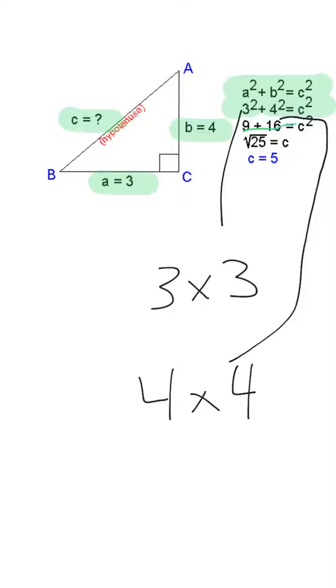Anytime you have a squared number, the opposite of squaring is taking the square root. So in order to get c by itself instead of c squared, I need to take the square root of my 9 plus 16. 9 plus 16 is 25, so the square root of 25 is going to be equal to c. Therefore c equals 5. So my answer here would be 5.